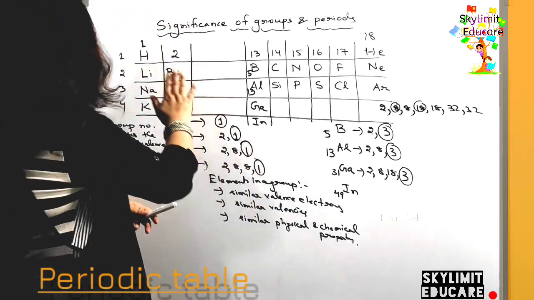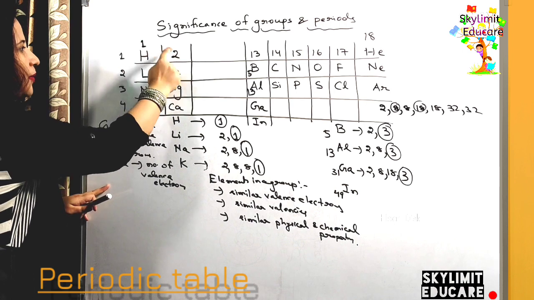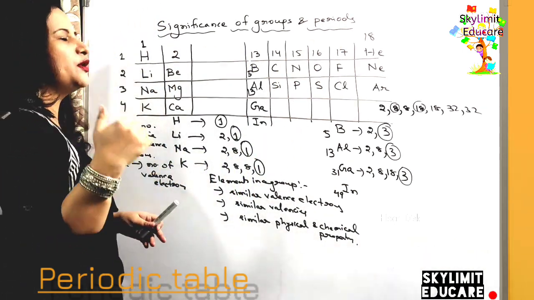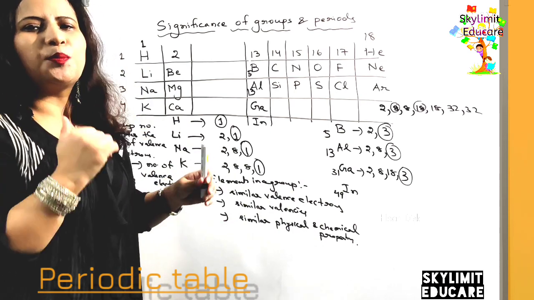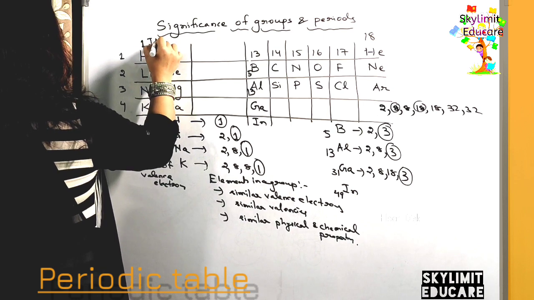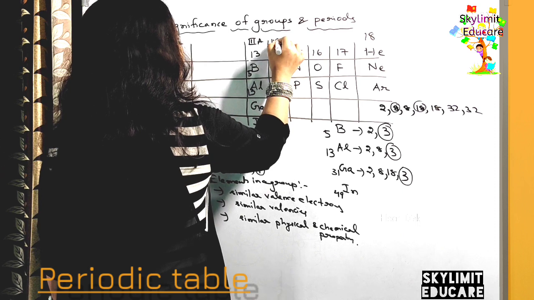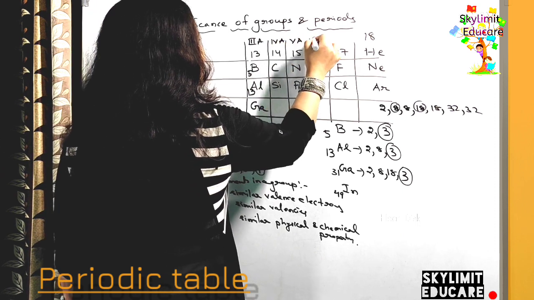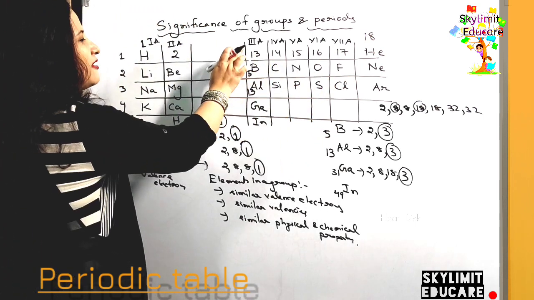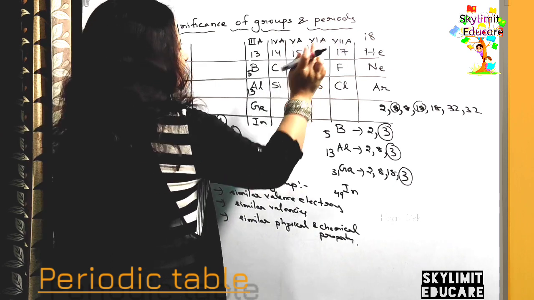So that means for group numbers 1 and 2, the group number directly represents the number of valence electrons. And for group numbers starting from 13 up to 18, you are going to subtract 10 from the group number. Because previously how were they named? This was group 1A, 2A, and this is 3A, 4A, 5A, 6A, 7A, right? So directly you would have known that this is the number of valence electrons: 3, 4, 5, 6, 7, like that, okay?